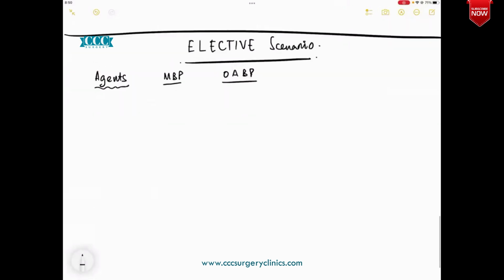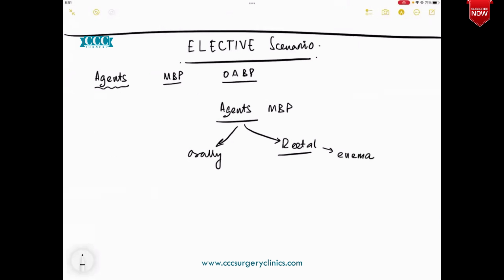When you talk about agents for mechanical bowel preparation, they can be given either orally or rectally. When given rectally, it is called an enema, and orally there are various forms. So we'll try to divide them into important categories to see what these are and what their roles are.